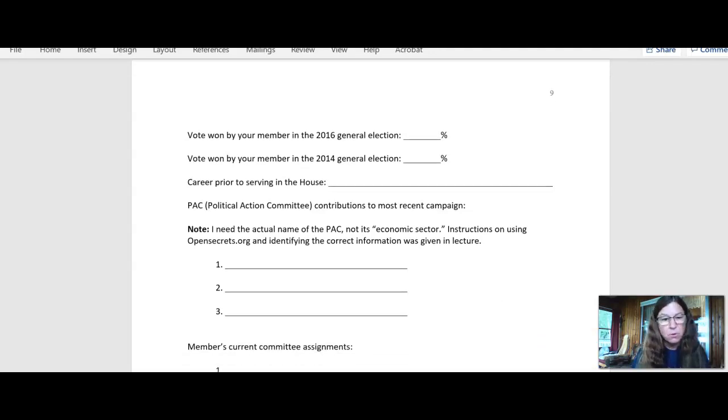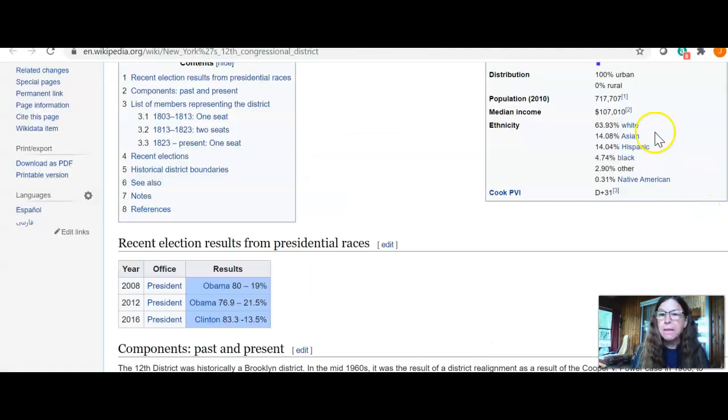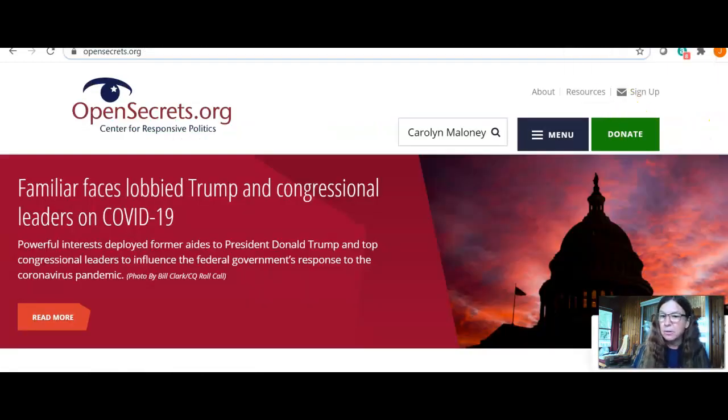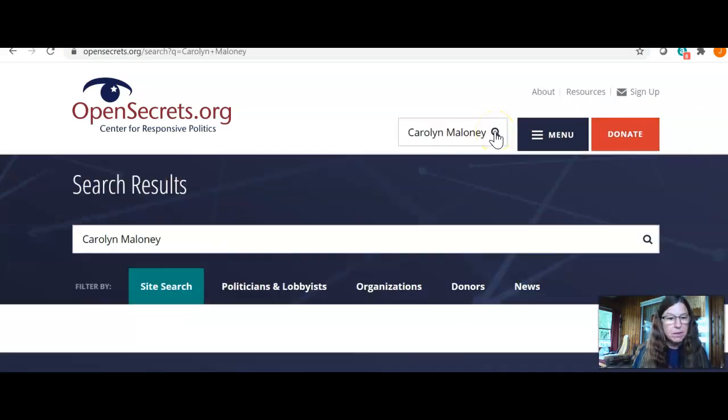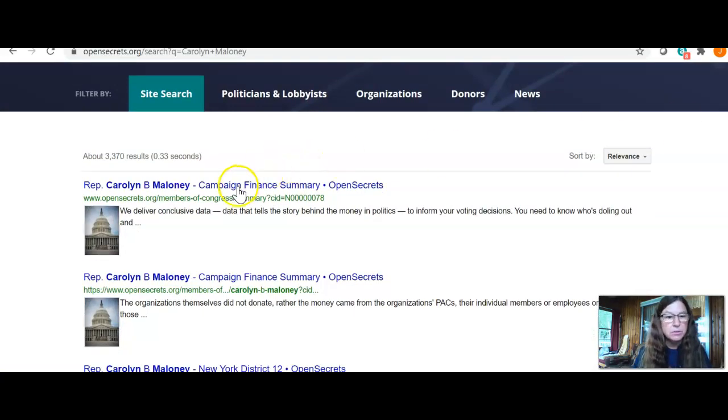Now here's another important thing. PAC, Political Action Committee, contributions to the most recent campaign. Now this is really critical. Don't confuse PAC sector with actual named PACs. What you're looking for is a named PAC. So I can go back up here again, and I'm going to go to an OpenSecrets page. Yeah, here we go. So opensecrets.org, I typed in Carolyn Maloney there, and we're going to bring up a search result. So I'll bring that into your screen.